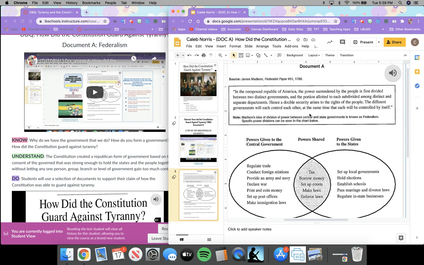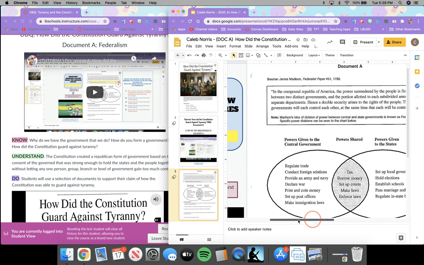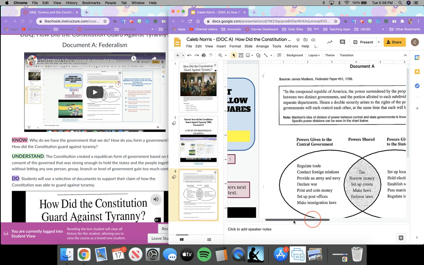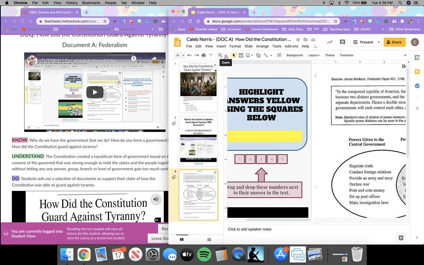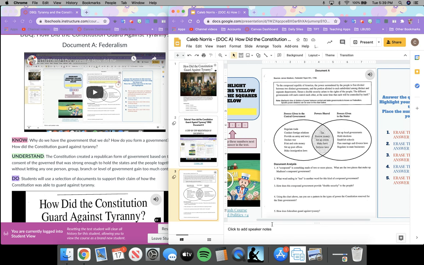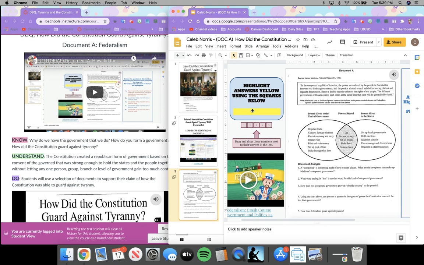Let me find the correct spot. It says it right here: it's divided between 2 distinct governments, 2 distinct and separate departments. So we have our central government and our state government. It says it right here: his idea of division of power between central and state governments. So I'm going to go back to fit, and I need to use my highlighting square. I'm going to select this because this is the main point right here.